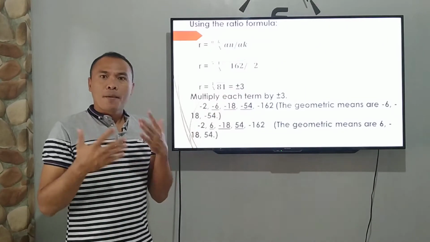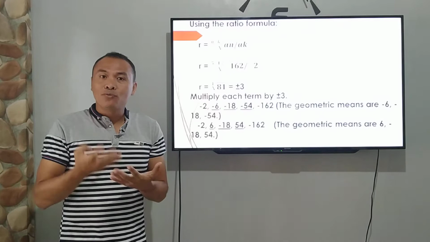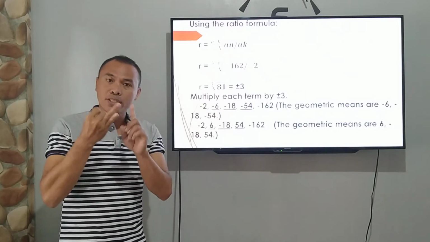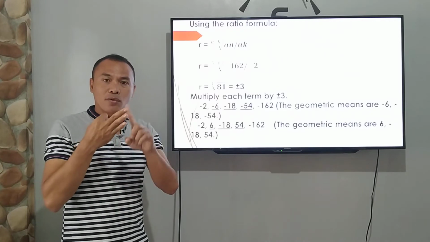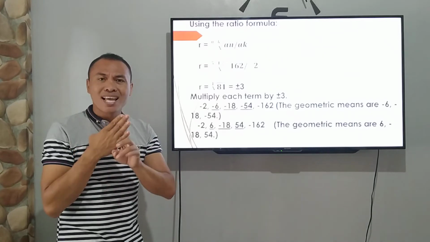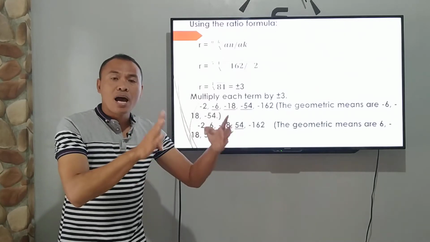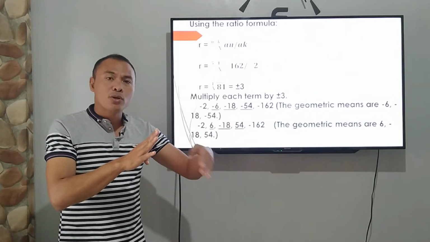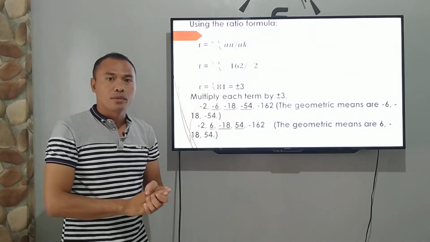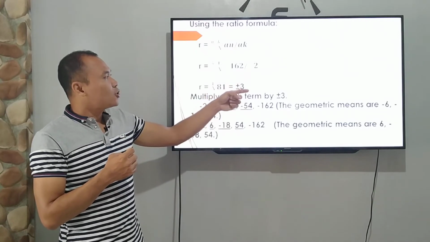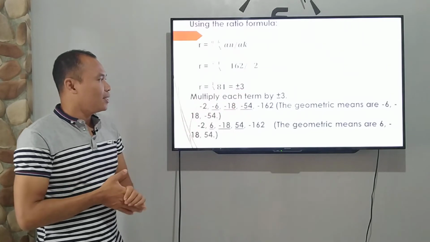Why 3? Because we will have 4 duplication of 3. 3 times 3 is 9. Times 3 is 27. Times 3 is 81. This is your lesson from grade 7, grade 8. So meaning to say, our answer is positive and negative 3.